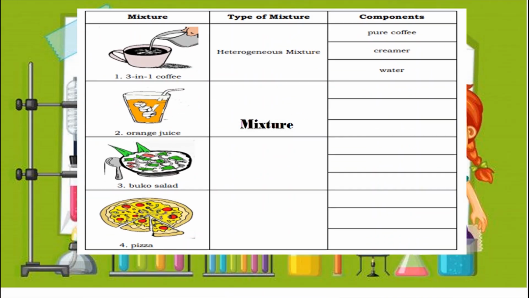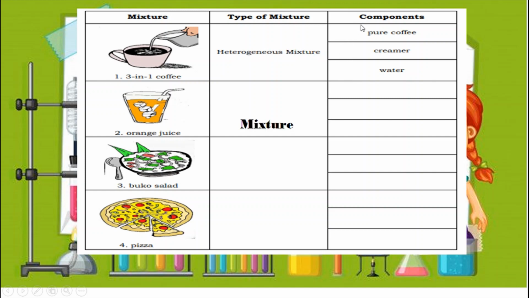Okay, here is the table, children. Earlier we had 3-in-1 coffee, right? So first, in our table, we have here the mixture, the type of mixture, and also the components. What are the components in the mixture? For the 3-in-1 coffee, what is the type of mixture? It is called a homogeneous mixture. Sorry, I wrote it wrongly. So for 3-in-1 coffee, the type of mixture is homogeneous mixture.